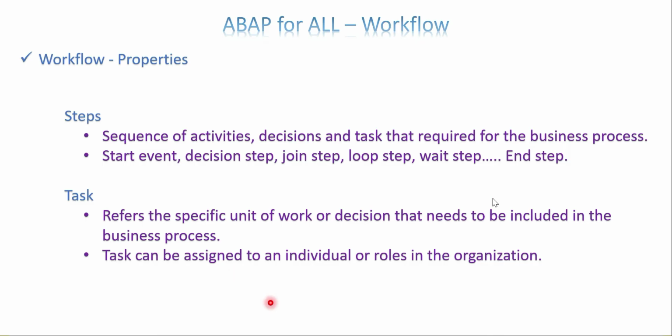And a task is a specific unit of work or decision that needs to be included in the business process. Not every step type requires a task, so we'll go through them one by one. There are two different things: I have a workflow, and I have a task also. Two different naming conventions, right? So I have workflow one, and I have different tasks: task one, task two, task three. You can build that into the workflow. A particular task can be assigned to an individual or to roles in the organization as well, so a group of people.